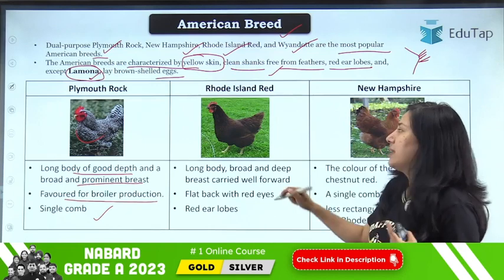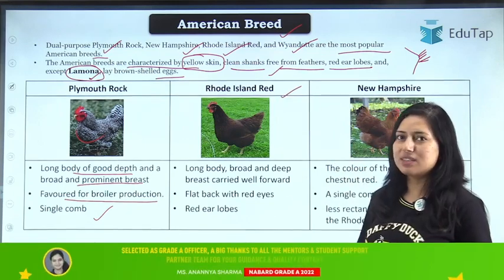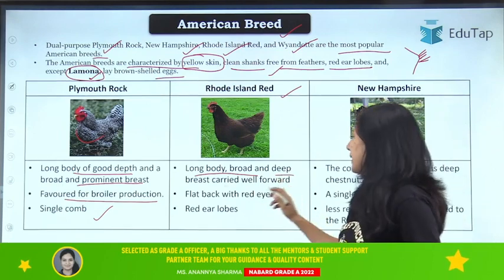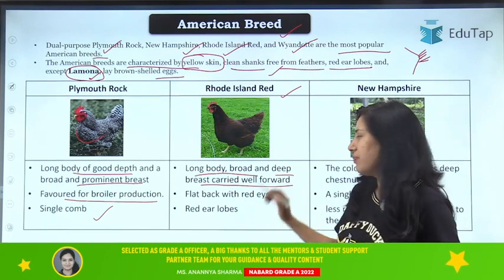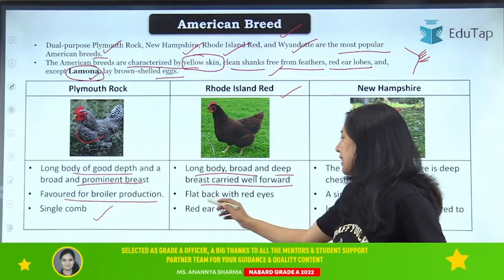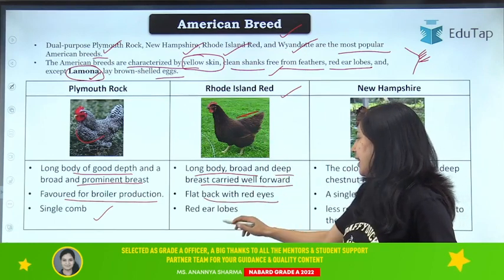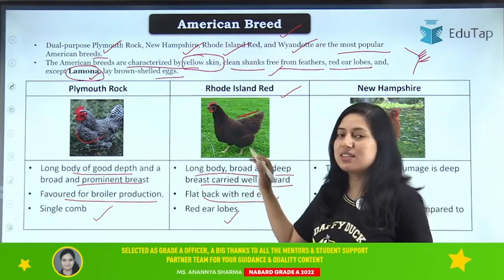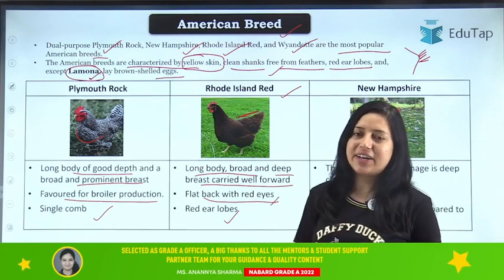Then moving on to the next, that is Rhode Island Red. They have a long body, and a broad and deep breast carried well forward. As you can see in the picture also, they have a flat back and red eyes, and red earlobe. So basically the characteristic feature is that they have red eyes and red earlobe.